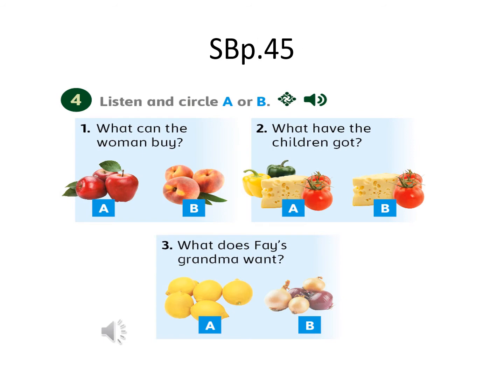Listen and circle A or B. 1. Good morning. Good morning. How can I help you? Have you got any peaches? I'm sorry, there aren't any peaches in winter. Oh, okay. You see, I want to make a peach cake. I have some red apples. They're tasty. Apple cake. That's a good idea.